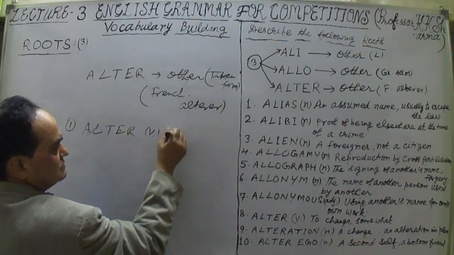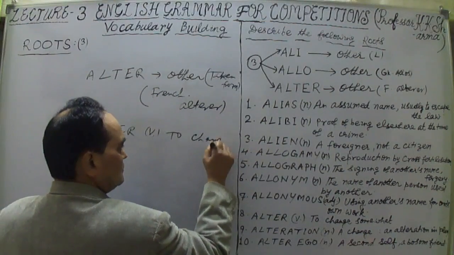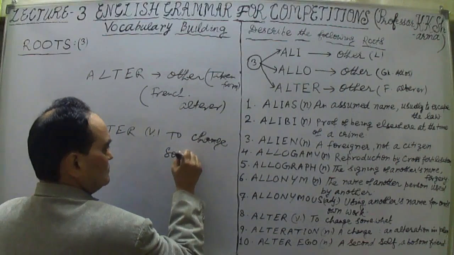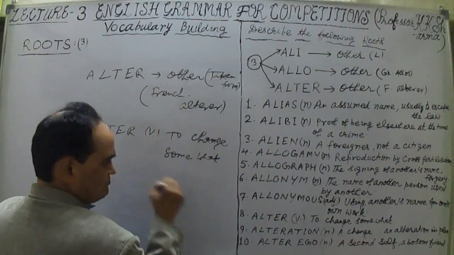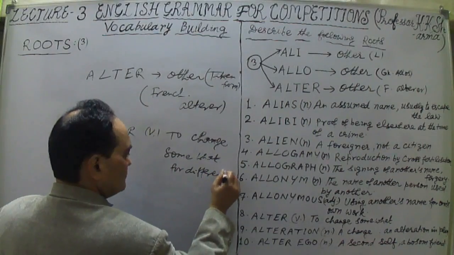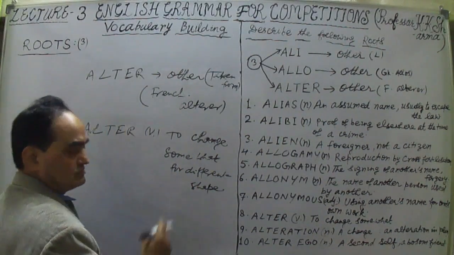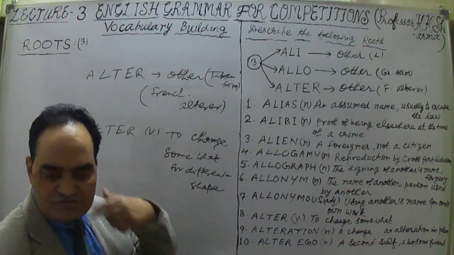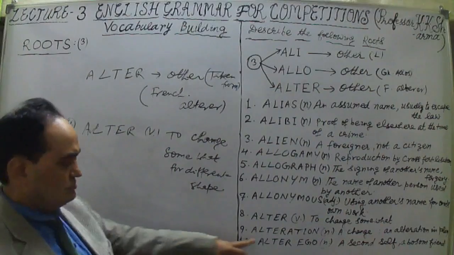Alter, that means verb. Okay, this is verb, to change somewhat different. To change somewhat for different. Okay, to change somewhat for different shape of something, anything. Okay, to alter something, to alter a pant, to alter a shirt, to alter a collar of a shirt, etc. Alter, to alter.